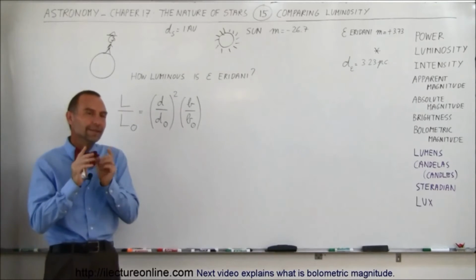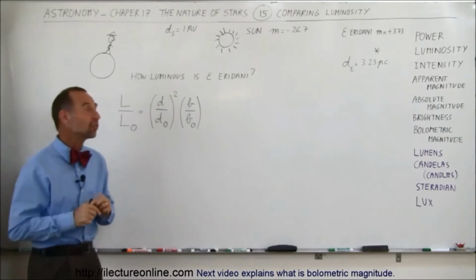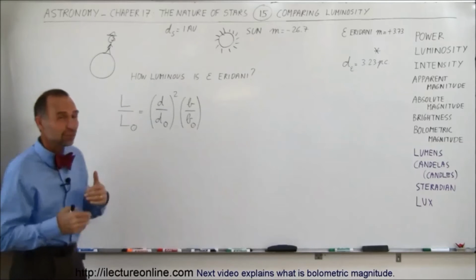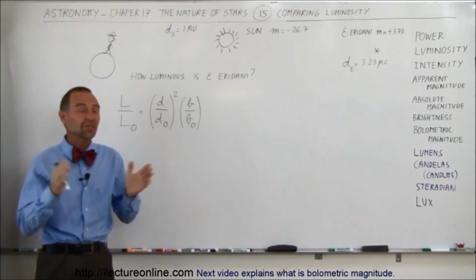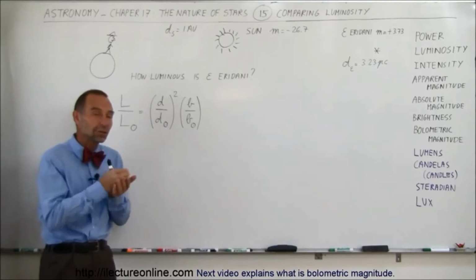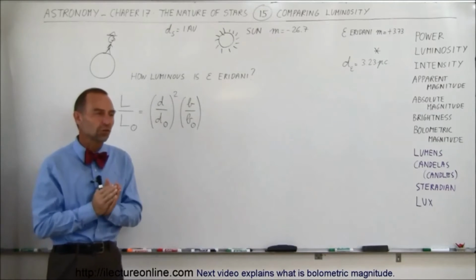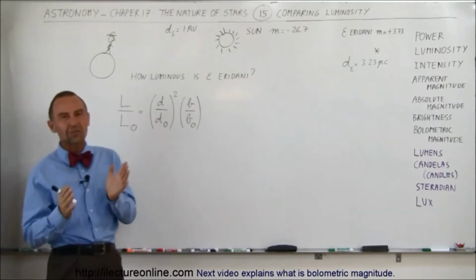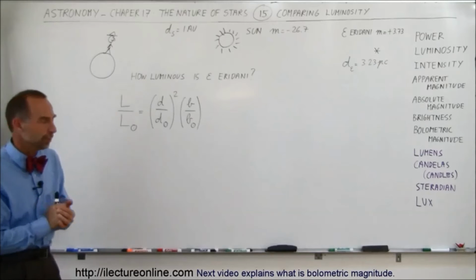Now there's one kind of danger point here, that we may not get the exact answer, because when we talk about luminosities, we talk about the energy emitted on all frequencies and all wavelengths. And when we look at the brightness of a star, we typically use filters and only look at the visible light portion of the star. But for most stars, it gives us at least a reasonable comparison between one star and the other.